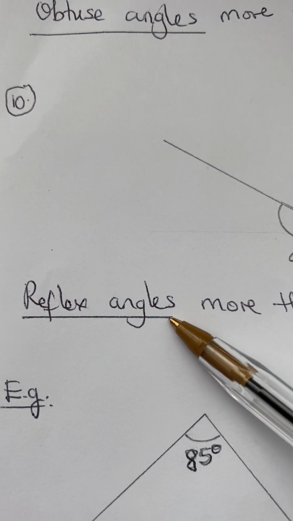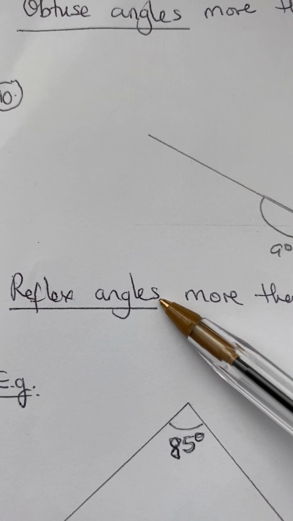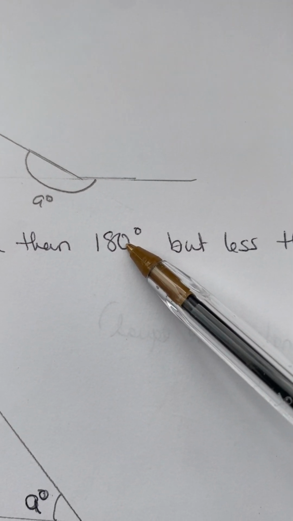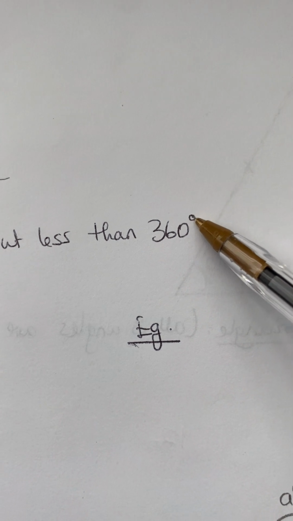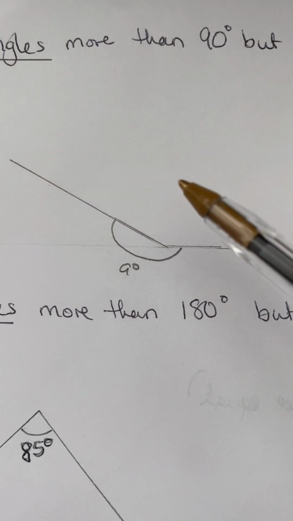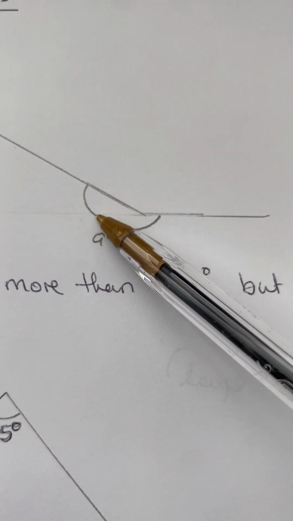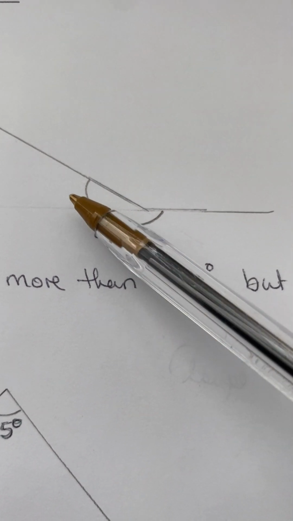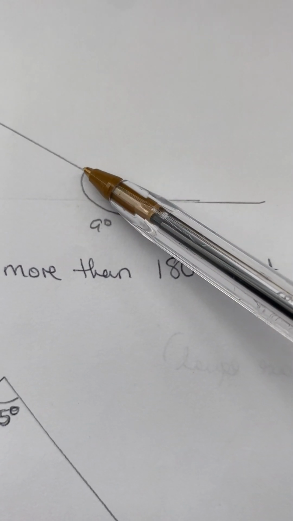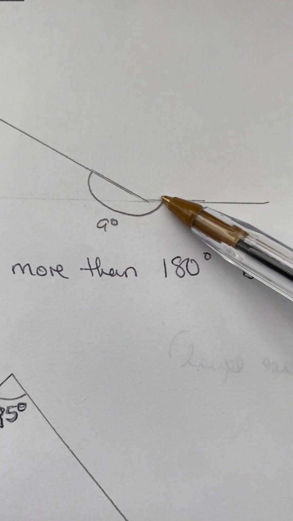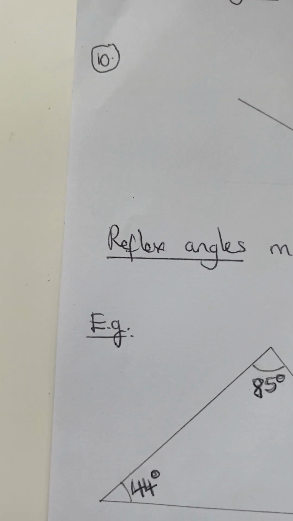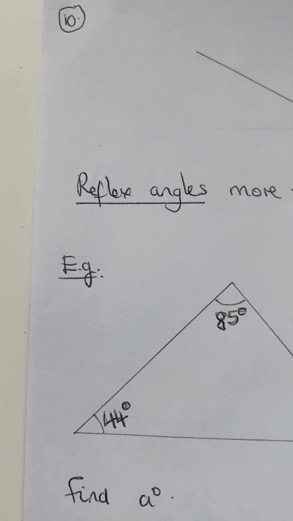Now let's look at the next one, reflex angle. More than 180 degrees but less than 360. So more than 180 degrees, which is a straight line, but less than 360. If you can see, this is more than 180 but less than 360, and these are called reflex angles.